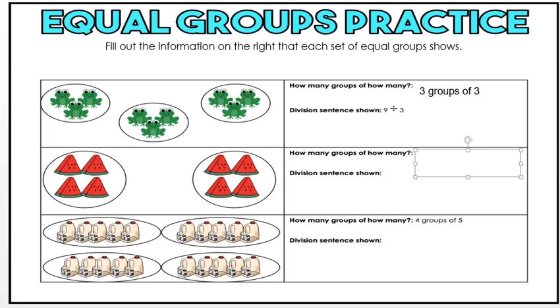All right. So how many groups of how many? Here we have 2 groups. So I'm going to write 2 groups of 1, 2, 3, 4. So we have 2 groups of 4 watermelon. And then our division sentence, you need to write next. Let me get this up. Here, remember we're taking the total number, so you have to count. There's 1, 2, 3, 4, 5, 6, 7, there's 8 watermelon.